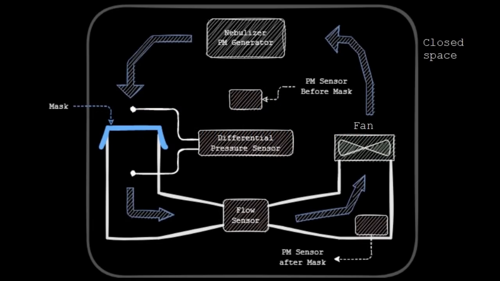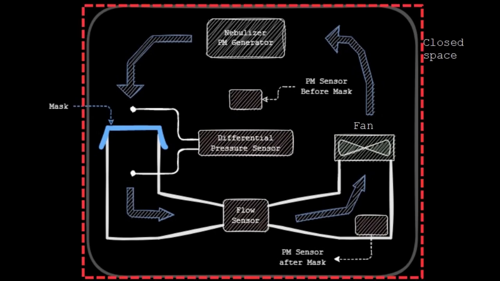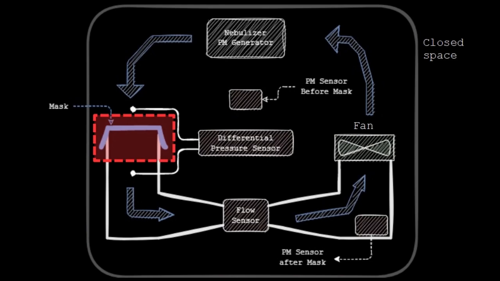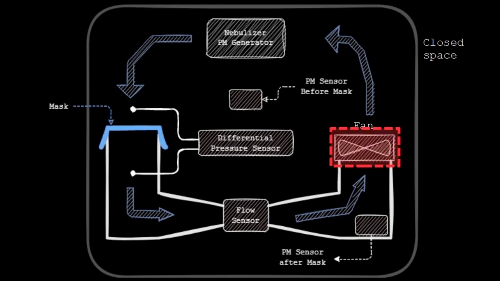The most simple mask testing device would be a chamber which is enclosed, and there is one mask attached to one end of a pipe, and there's a fan attached to another end of a pipe. The fan blows out air, sucking in air through the mask. The pipe is connected to a flow sensor that measures the airflow across the mask.